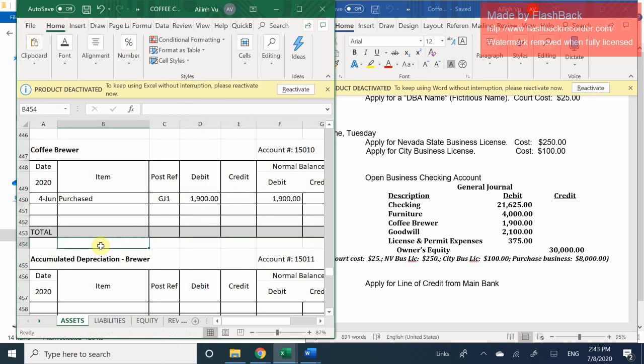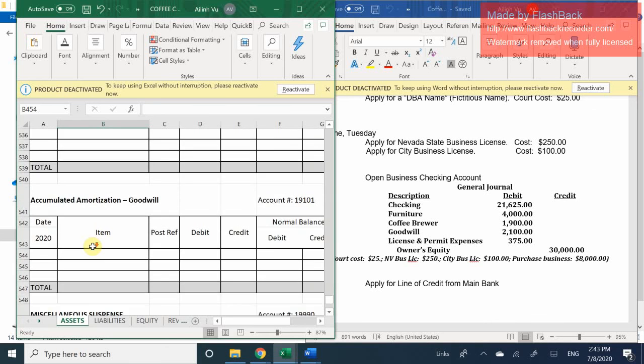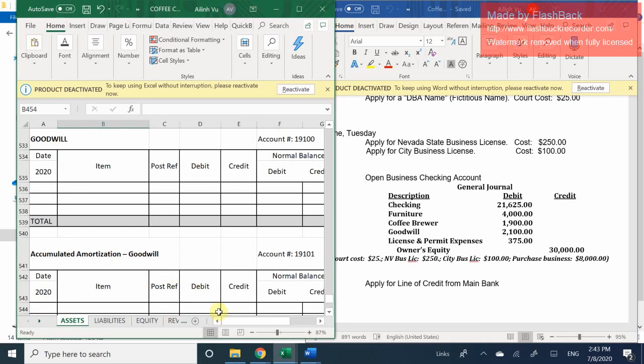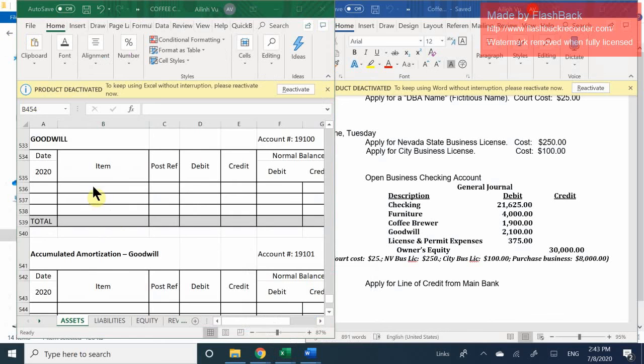Okay, good. So what's the next thing that I've also accumulated? Goodwill. Now this should be at the very bottom of your accounts for assets. It's not the last page, not page 45 or page 39, but it's going to be the last three accounts in the asset account.